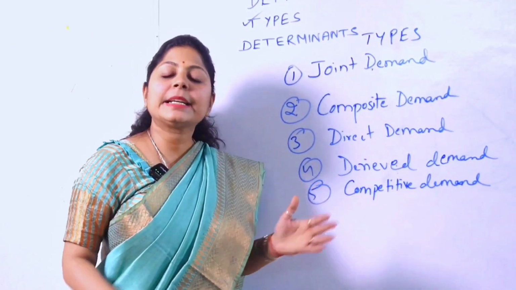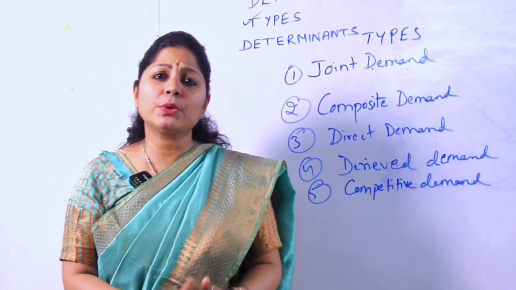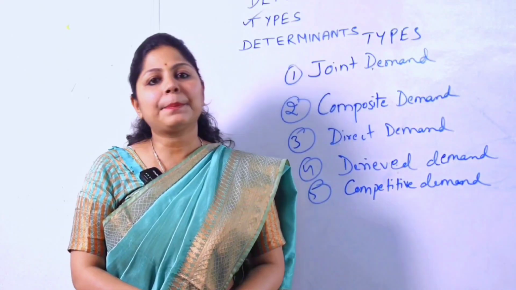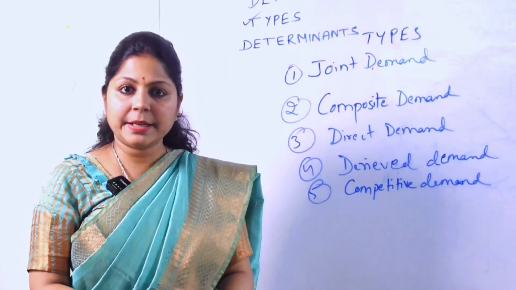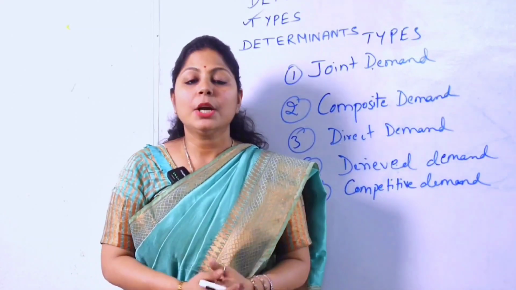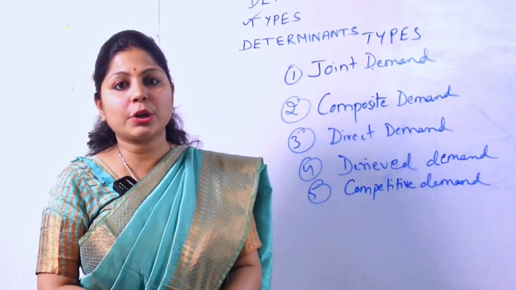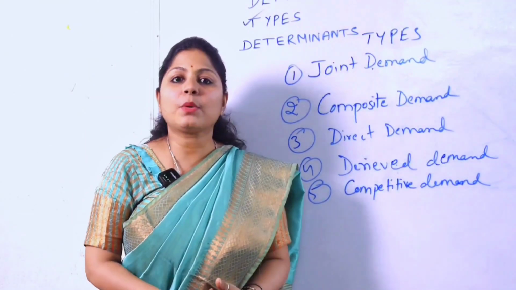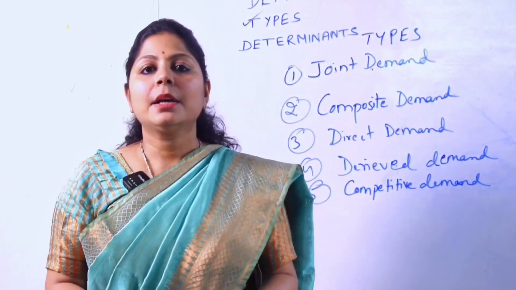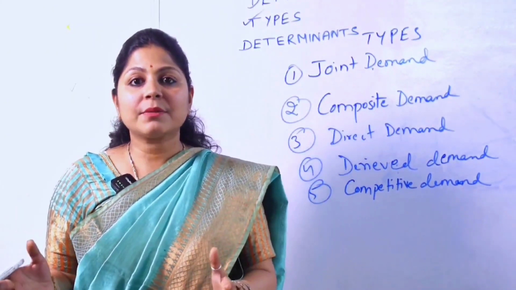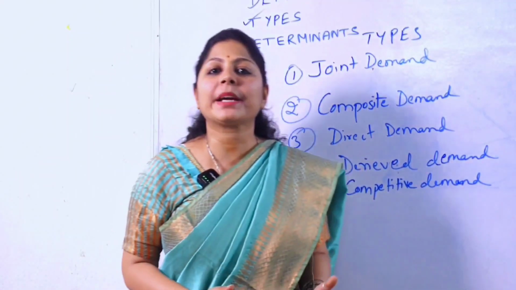Derived demand. It is a thing which is needed in order to produce some other goods. Say for example, house. We require a house in order to live, right? We require shelter for ourselves. So in order to make the house, we require bricks, cement, iron, steel. So these are all the goods which are required in order to make a house.